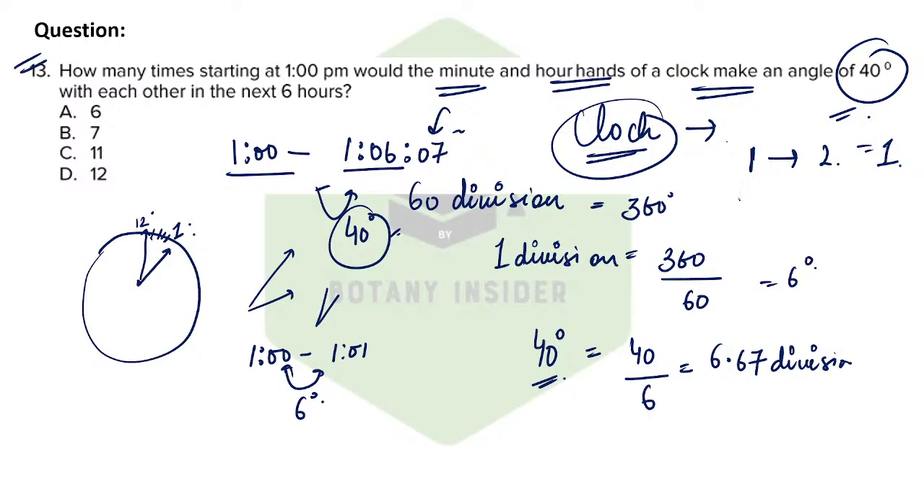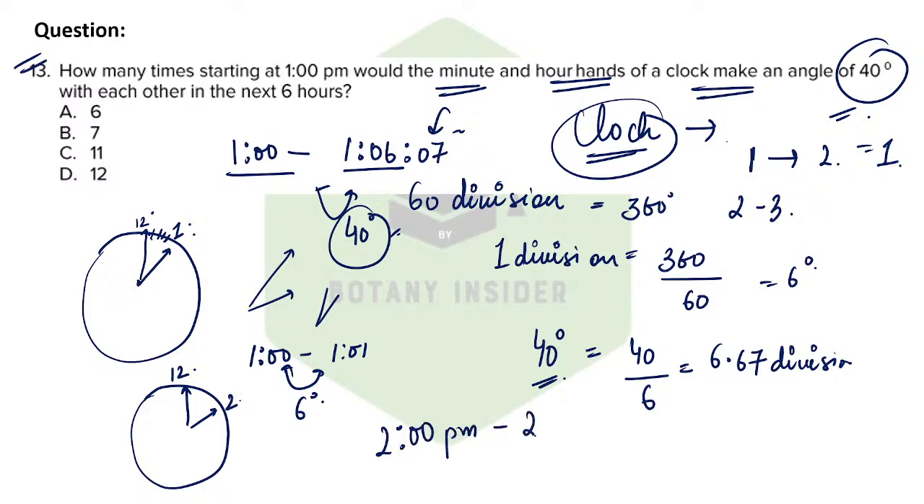Then for 2 to 3 p.m., now comes the major twist. Let's say over here you have 12, over here you have 2, right? This is your hour hand, this is your minute hand. Now, when the time is 2 p.m.